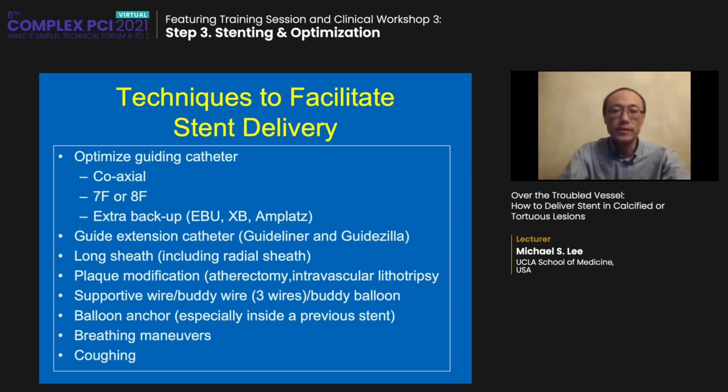First and foremost is optimizing the guide catheter. You want to ensure that it's coaxial. If you feel you need extra support, using a larger diameter guide catheter, 7 French or 8 French, is very handy. For the left coronary, an EBU or an XB guide catheter is what I find particularly helpful. For the right coronary artery, the Amplatz guide catheter can also facilitate stents and balloons.